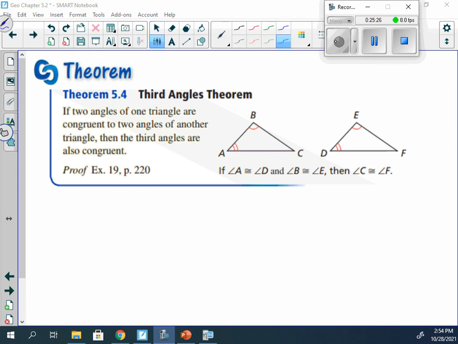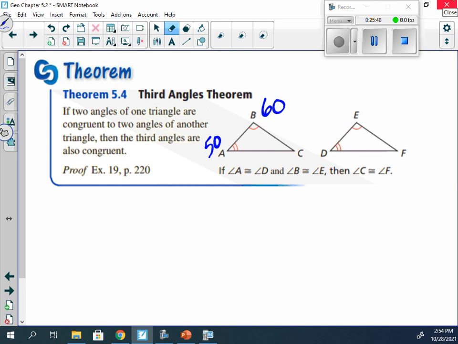So we could just say A is 50 and B is 60. I'm just putting two measures down, guys. If A was 50 degrees and B was 60, then these are going to be the same.